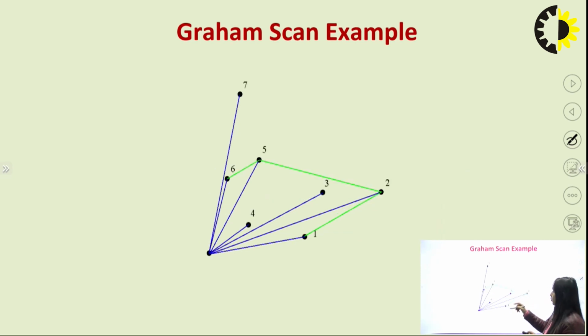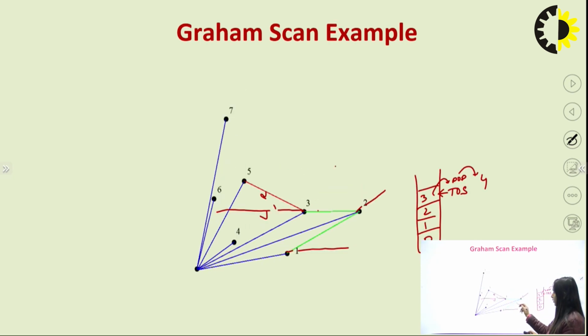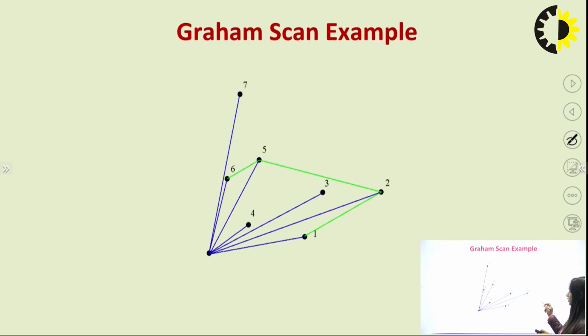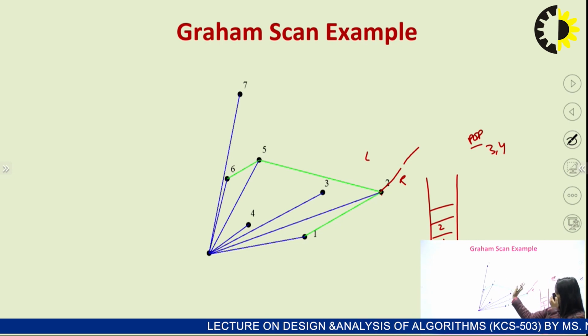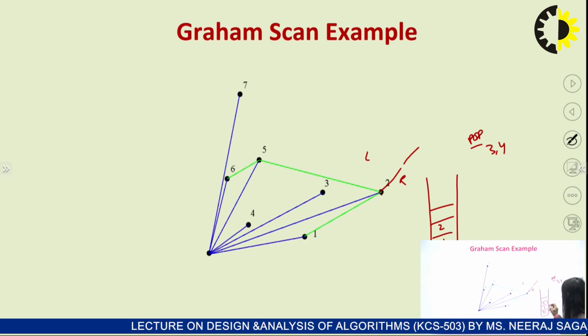Now you can see in the previous slide I had a connection from 2 to 3, but now we need to pop it. So your connection is from 0 1 2 3, and 4 you pop, right? If you extend this point, this part is your right and this part is your left, means no issues. 5 lies on the left side. Now you have to push 5 here.